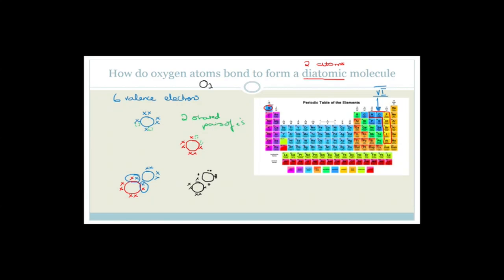You'd write it as O2. The diatomic molecule is O2. And note also that this is a linear shape. Okay, so a diatomic oxygen molecule is actually linear in shape.